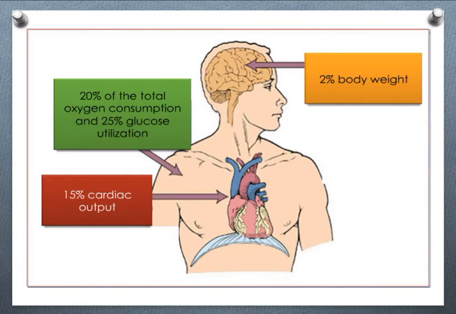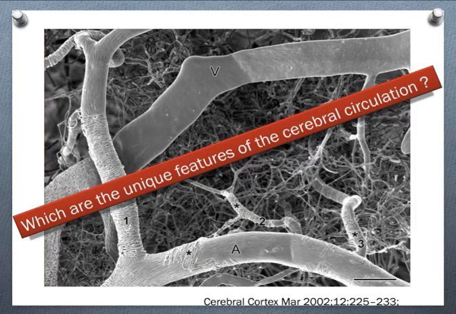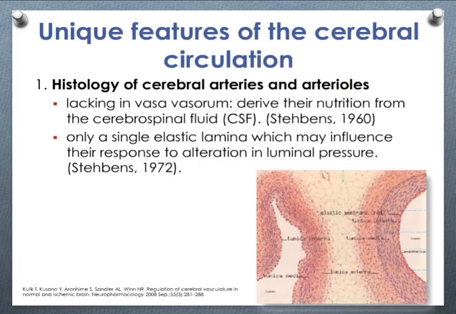Looking at the numbers 15 and 20, it explains that the extraction of oxygen of this organ is higher compared to other organs. Which are the unique features of the cerebral circulation? The first one is that the histology of the artery is quite different between the general circulation and the cerebral circulation. As you can see, the most important point is there is only a single elastic lamina, which is important because the reactivity of the vessel is important. We will talk about autoregulation in a while.